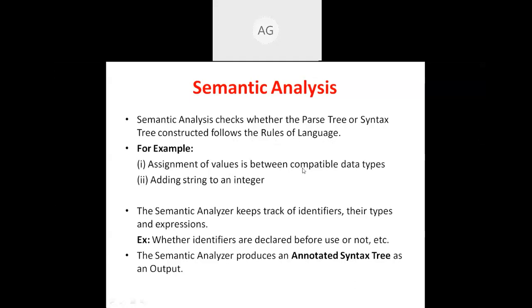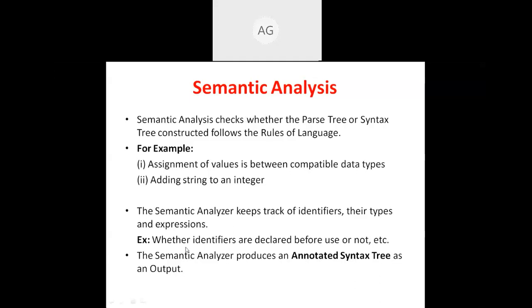Basically, it deals with the semantics. So, for example, the assignment of values is between compatible data types. For example, if we are taking the data type as int, we cannot store a value like 5.35, because 5.35 is a value which is going to be stored in the float data type, but we are taking an int variable. So if we are doing it, then a semantic error will be generated.